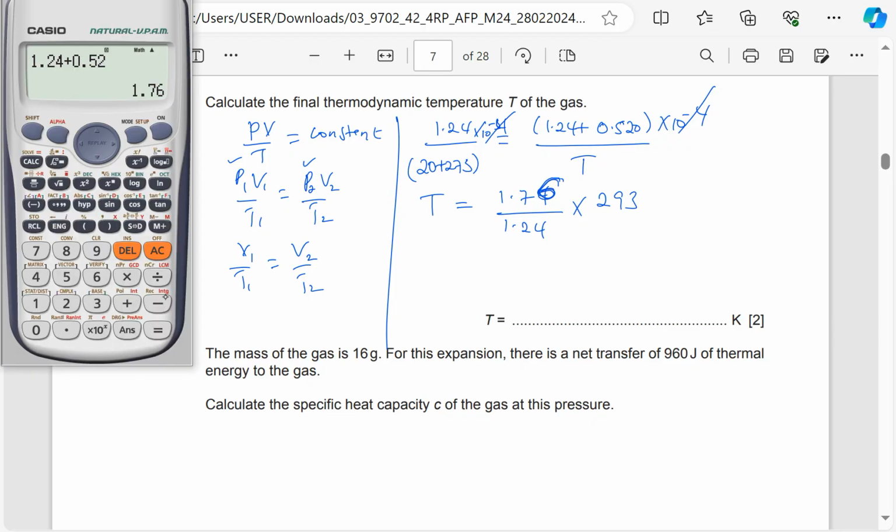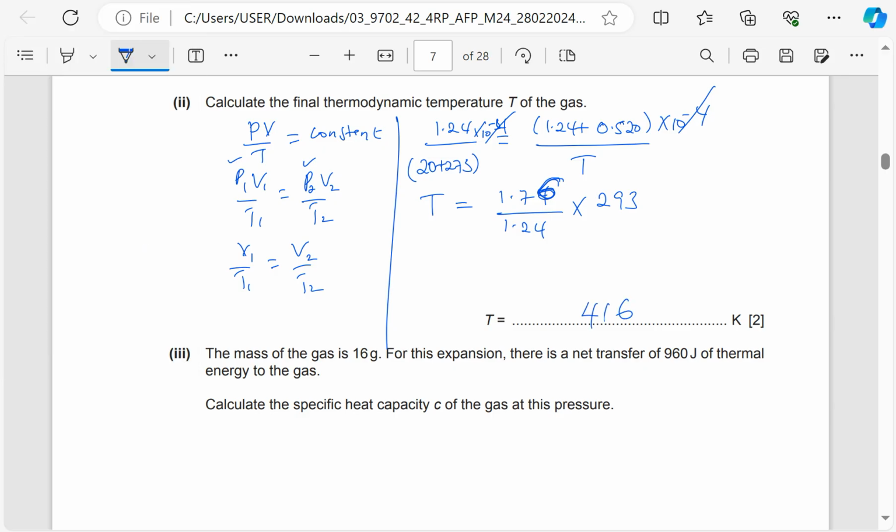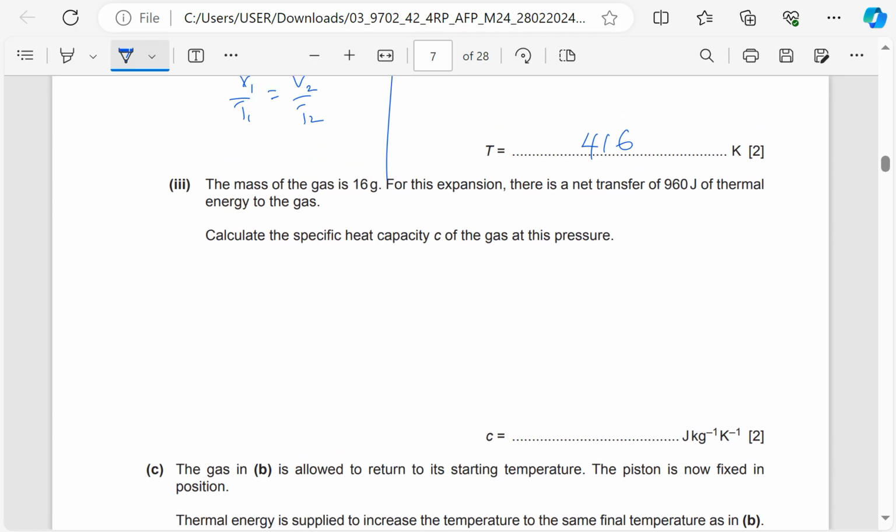So 1.76 divided by 1.24 times 293. So this is 415, or approximately 416 Kelvin. Then calculate the specific capacity C of the gas at this pressure.